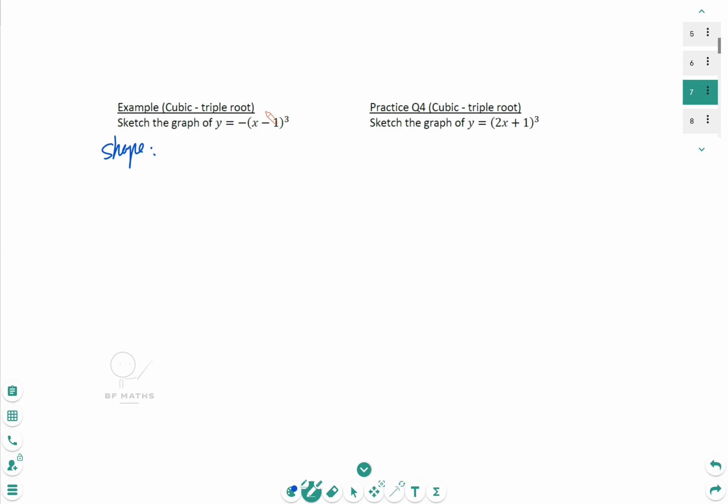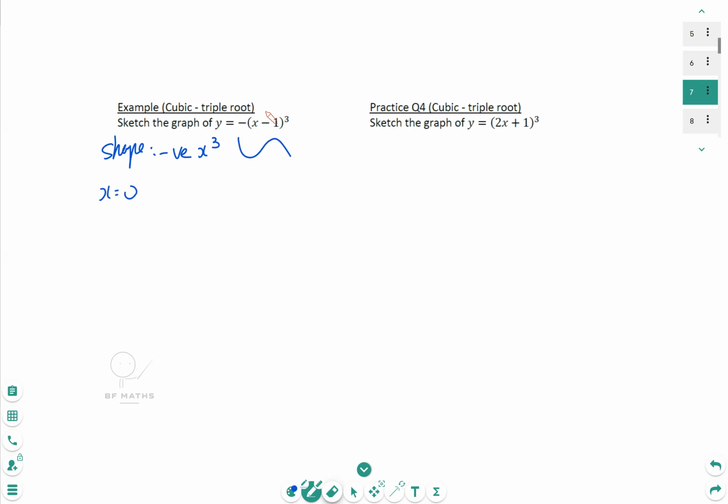Now, x minus 1 cubed. If you ignore the minus for a bit, when you expand this bracket, you get x cubed plus and so on. But when you multiply the negative into the x cubed, you get negative x cubed. Therefore, for negative x cubed, the shape is going to be like this.